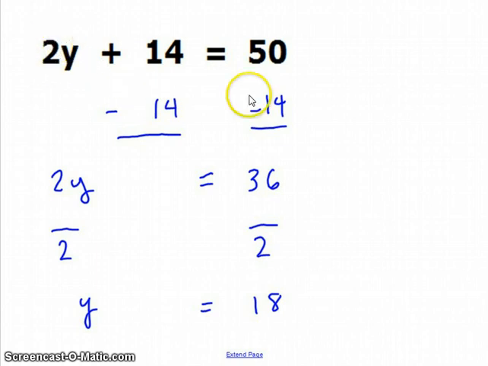If you didn't do it in the order of undoing PEMDAS, you would have made a mistake. You would have divided by 2 first, and then you would have had y plus 14 equals, well, 50 divided by 2 is 25. So you would have had y plus 14 equals 25. And then you would have had to subtract the 14. 25 minus 14 is 11. And you would have said y is equal to 11, but it's not. So make sure you understand this idea of undoing PEMDAS.